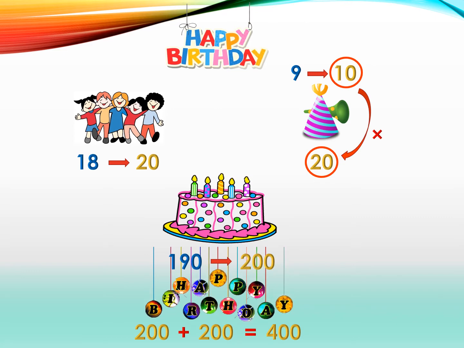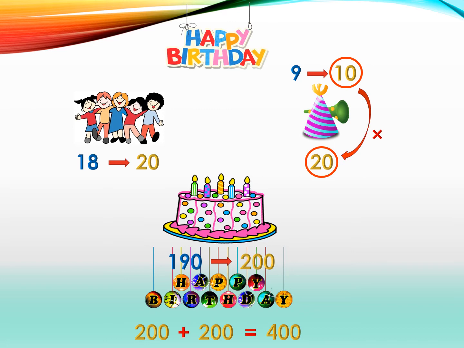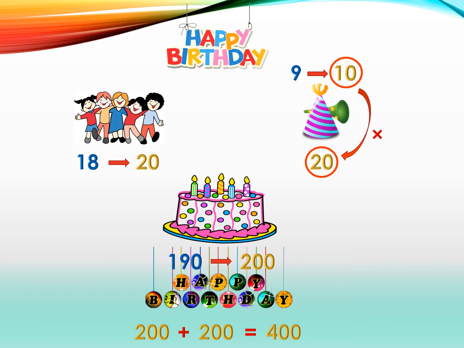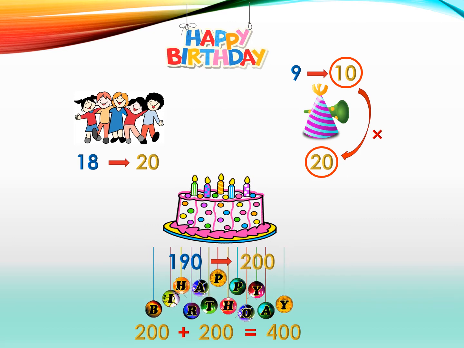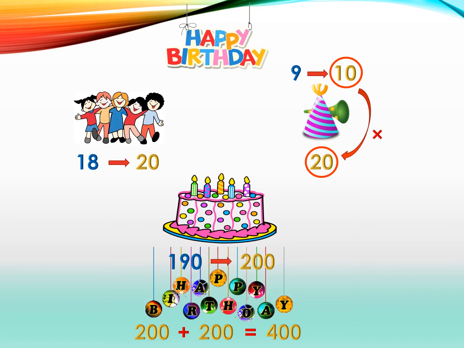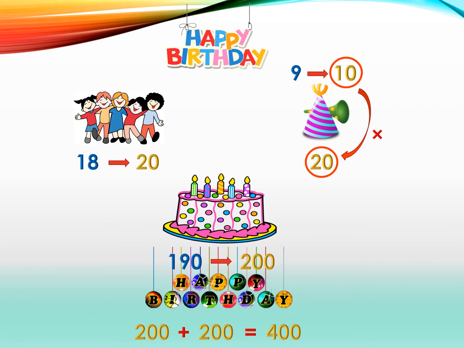And you ask the seller about the cake and he says it costs 190. He says it costs rounding 200. So he calculates the total cost. It will be very easy to calculate because the cake will cost 200 and the hats will cost 200. 200 plus 200 equals 400. So approximation loves to go to the multiples of 10 to make math operations very easy.